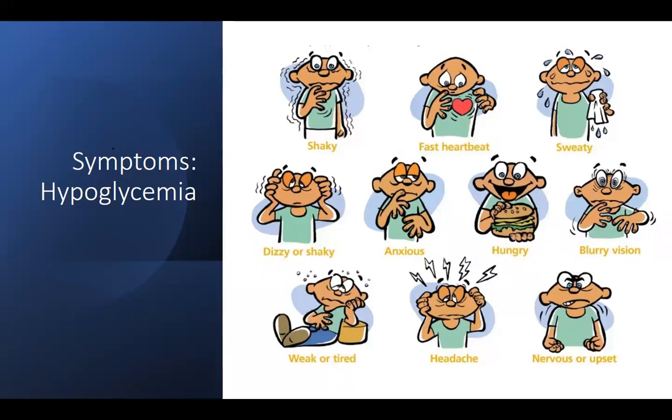In the others, we can separate them or divide them into two, with the autonomic and the neuroglycopenic symptoms. Now, the autonomic ones are fast heartbeats, sweating, and dizziness. In the neuroglycopenic ones, these are children who end up having some cognitive impairment, such as blurry vision, weakness, headache, nervousness. So usually that. Now for many of the children, what presents first is actually the autonomic, the shaking, the palpitations, the fast heart. Or headache. Irrespective of what presents, it's so important for the child to learn themselves.